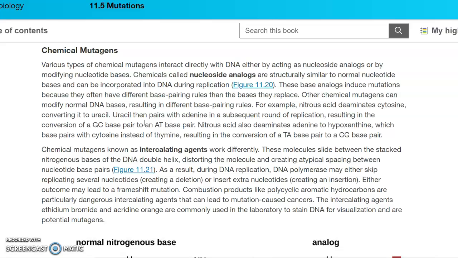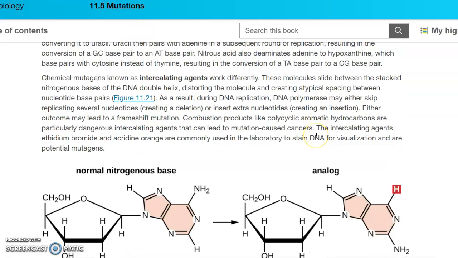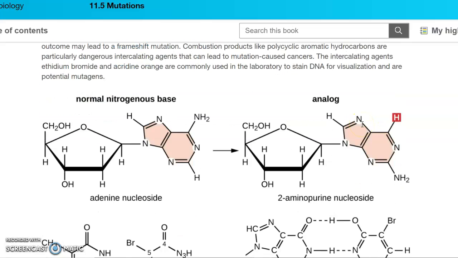We also have chemical mutagens called intercalating agents, and they basically get in between the nitrogenous bases in DNA, which distorts it, and as it's going through its process of replication, there's some different spacing in there, and the DNA polymerase is either going to skip replicating several nucleotides or insert some extra pieces in there.